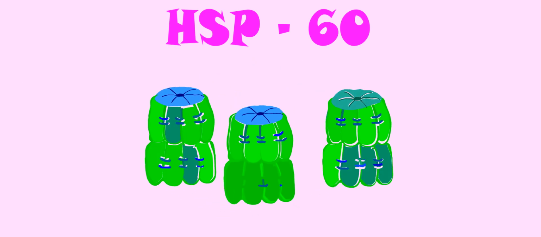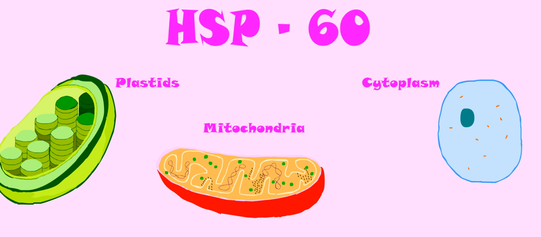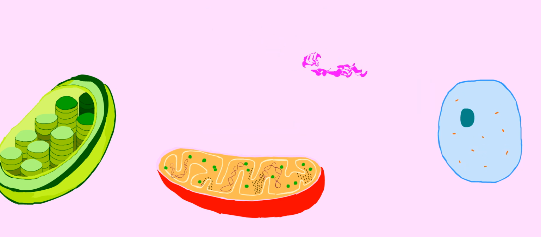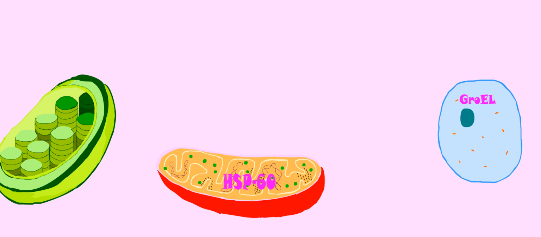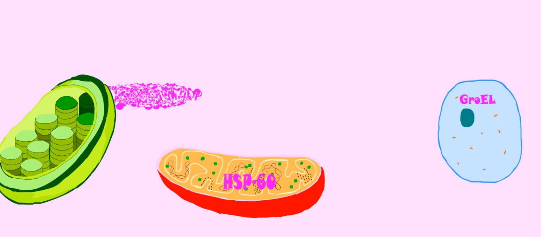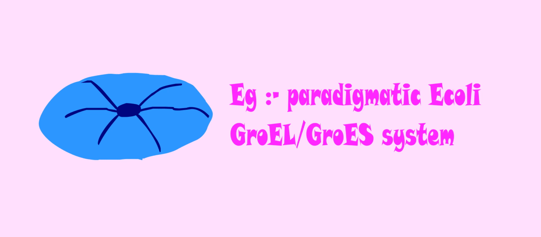Group 1 chaperonins. The group 1 chaperonins are found in prokaryotes and endosymbiotic organelles such as mitochondria and chloroplasts. Group 1 proteins include GroEL in bacterial cytosol, HSP60 in mitochondria, and rubisco-binding protein, RubisCO BP, in chloroplasts. Group 1 chaperonins employ a detachable lid structure called GroES, HSP-10, that binds in an ATP-dependent fashion. A good example of group 1 chaperonins is the paradigmatic Escherichia coli GroEL-GroES system.